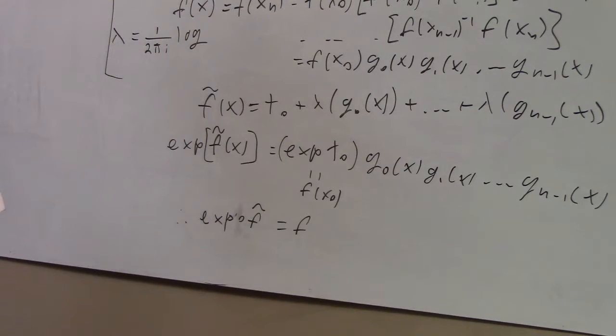Let's see, what do I have to do? I don't think I have enough time to go to this next corollary. Yeah, we can just talk about it. But so, like I was saying, the result here is that there exists a unique continuous f tilde with exp of f tilde equal to f, and f tilde of 0 equal to 0.